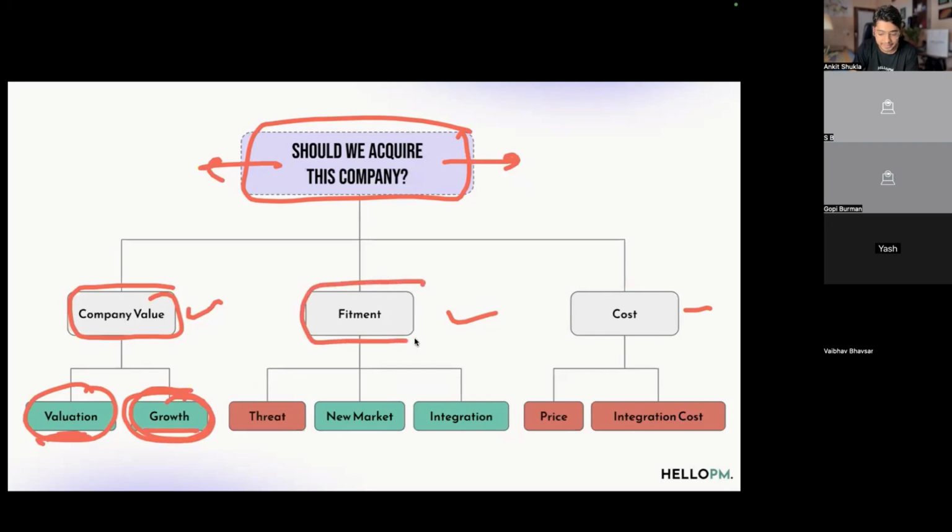Second is fitment, whether it fits with the alignment of the current company or not. For example, when Facebook acquired Instagram, it was more of a threat. If Facebook did not acquire Instagram, and if Google or Apple happened to do so, or maybe Instagram was able to grow, it might take the user base from Facebook to Instagram, which has already happened. Can you guys tell me what was the last time you used Facebook? Tell me the year in which you used Facebook for the last time.